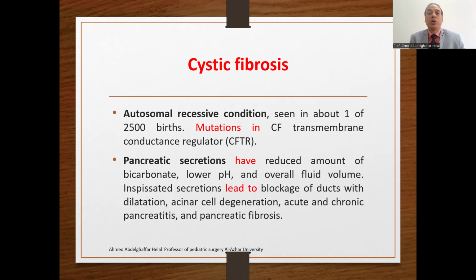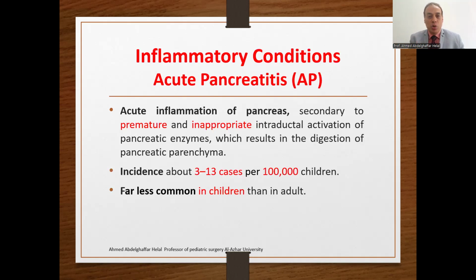So it's very important to know the congenital anomalies affecting the pancreas in children, whether pancreas divisum, cystic fibrosis, annular pancreas, or ectopic pancreatic tissue. Now we will go to the inflammatory condition.